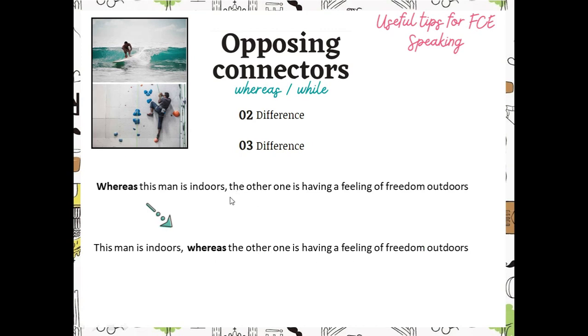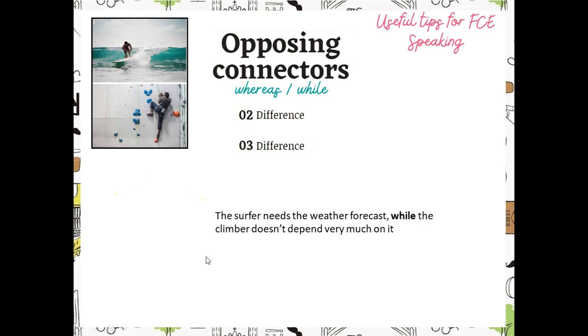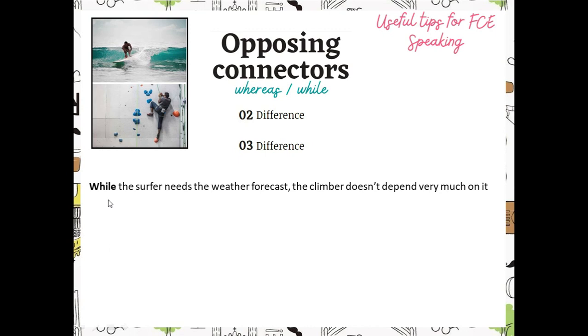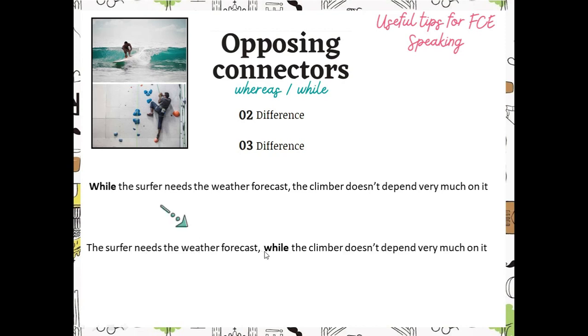So what are we doing? We are only moving the connector, and we can use it at the front or in the second part after the comma. The same happens with while. While the surfer needs the weather forecast, the climber doesn't depend very much on it. Or the surfer needs the weather forecast while the climber doesn't depend very much on it. Use while at the beginning or in the middle of the sentence because it works.